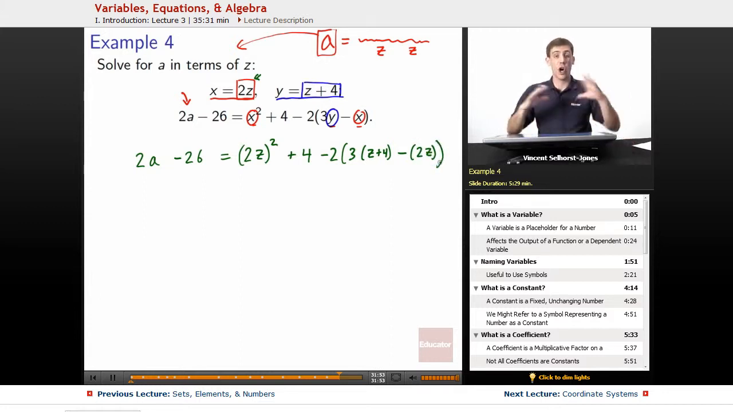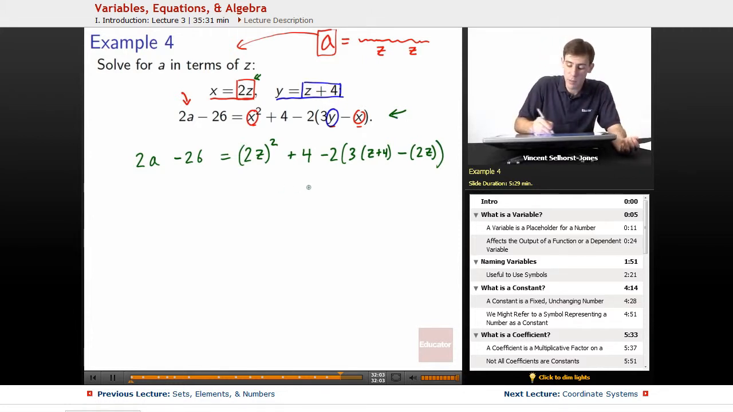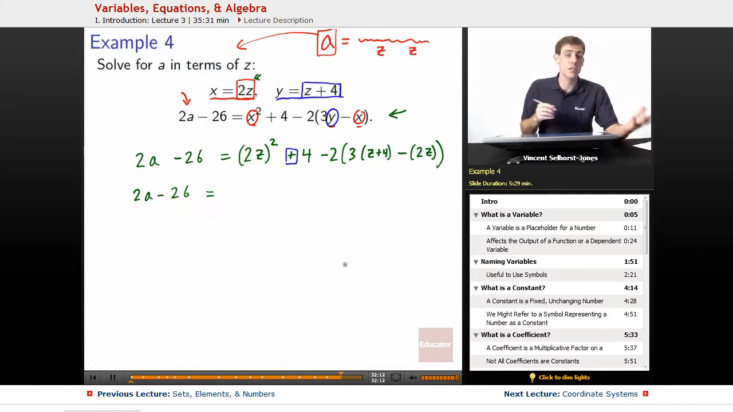What we've got is our original bottom equation, but we've now gotten rid of x, gotten rid of y, and we've only got z's and a's in here. Now we're able to solve for a in terms of z. So let's simplify what we've got on the right side. We've got this plus sign in the middle, so we can work what's on the left and work what's on the right simultaneously. We don't have to worry about them interfering with each other, even though they don't show up at the same time in the order of operations.